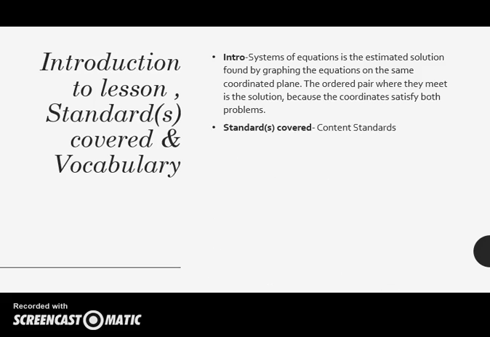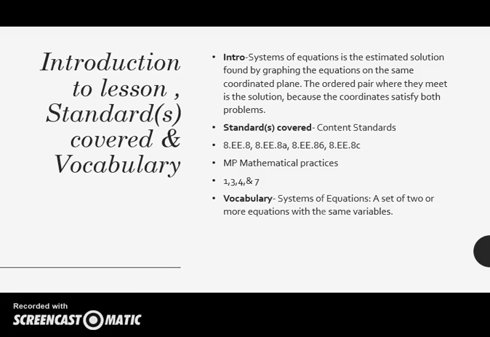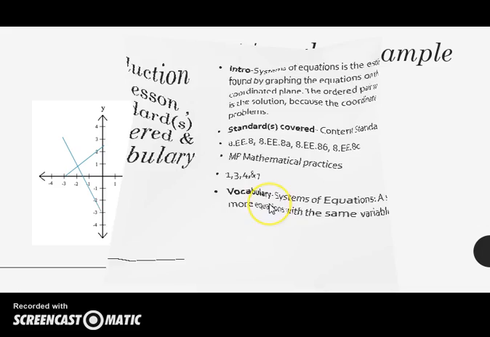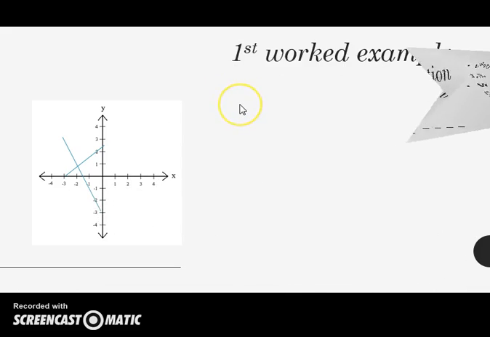Our standards cover our content standards, which are these numbers and letters. It's an MP, mathematical practice, lessons 1, 3, 4, and 7. We have one vocabulary word, which is system of equations, which is a set of two or more equations with the same variables.